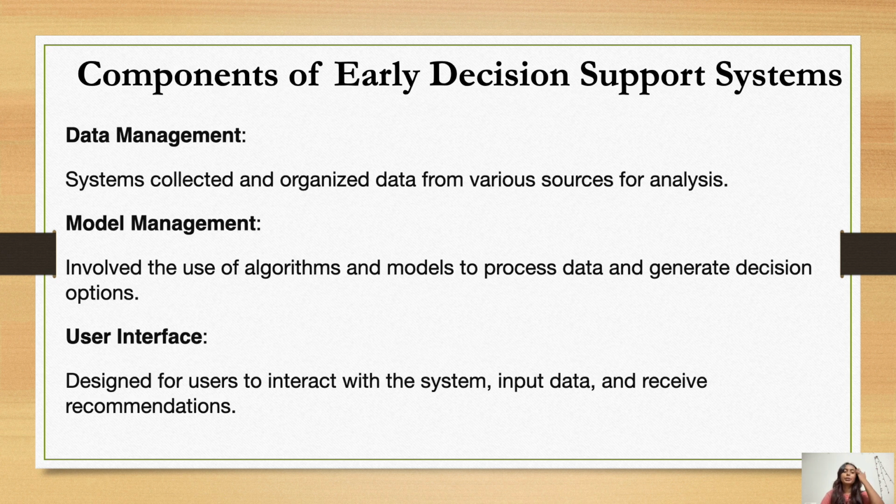So the next is components of early decision support systems. The components are data management, model management, and user interface, which in detail are: data management systems collect and organize data from various sources for analysis. Model management involves the use of algorithms and models to process data and generate decision options. Then user interface, which is designed for users to interact with the system, input data, and receive recommendations. So the components are data management, model management, and user interface.